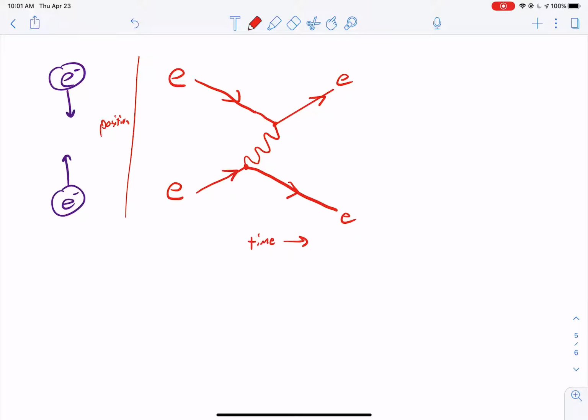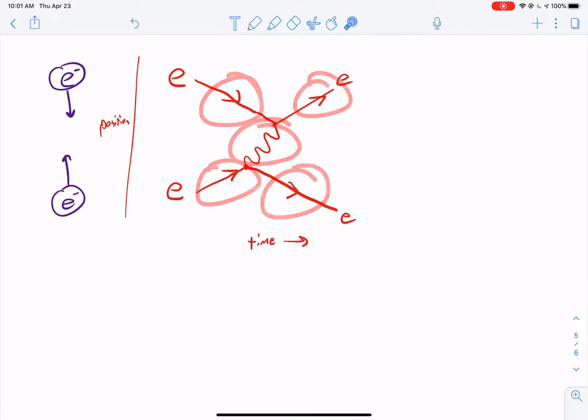This is a scenario where a photon from the bottom electron pushes the top electron away, and in doing so also pushes the bottom electron down. This is a Feynman diagram. We have our leptons here and our boson.